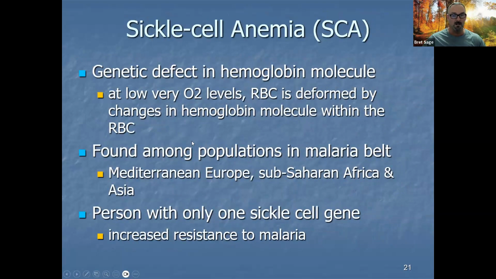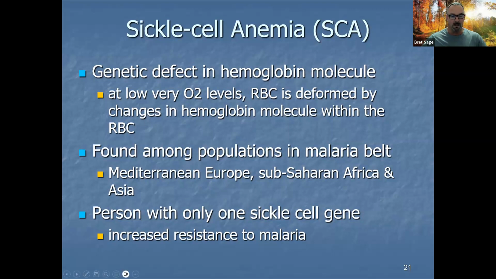When there's low levels of oxygen in the blood, the red blood cells deform by changes in the hemoglobin molecule within the red blood cell. This only happens to people who are homozygous recessive for this rare genetic defect. Found among populations in the malaria belt, in Mediterranean Europe, sub-Saharan Africa, and Asia. So why does this gene exist? Well, it turns out by having just one gene for it, it can actually protect you against malaria. So it's not all bad. It's just mostly bad if you get 2 copies of it.